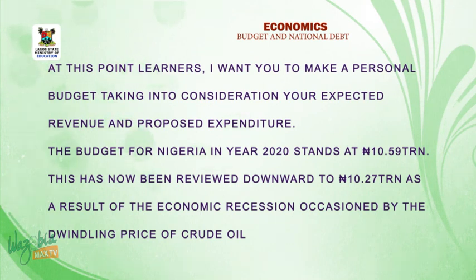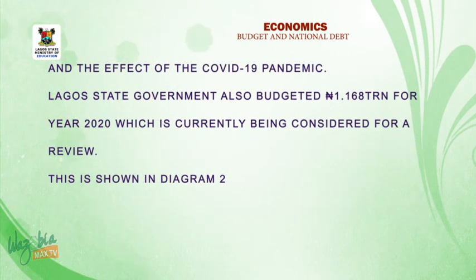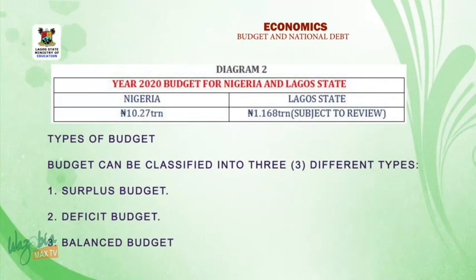The budget for Nigeria in the year 2020 stands at 10.59 trillion naira. This is, however, being reviewed downward to 10.27 trillion naira as a result of the economic recession occasioned by the dwindling price of crude oil and the effect of the COVID-19 pandemic. Lagos State government also budgeted 1.168 trillion naira for year 2020, which is currently being considered for a review. This is shown in diagram 2. In diagram 2, we have the budget for 2020 for federal government and budget for year 2020 for Lagos State government.